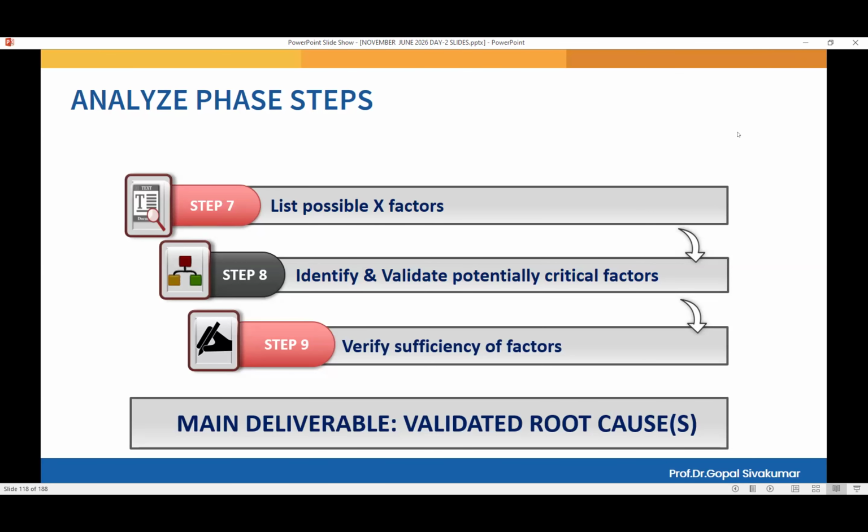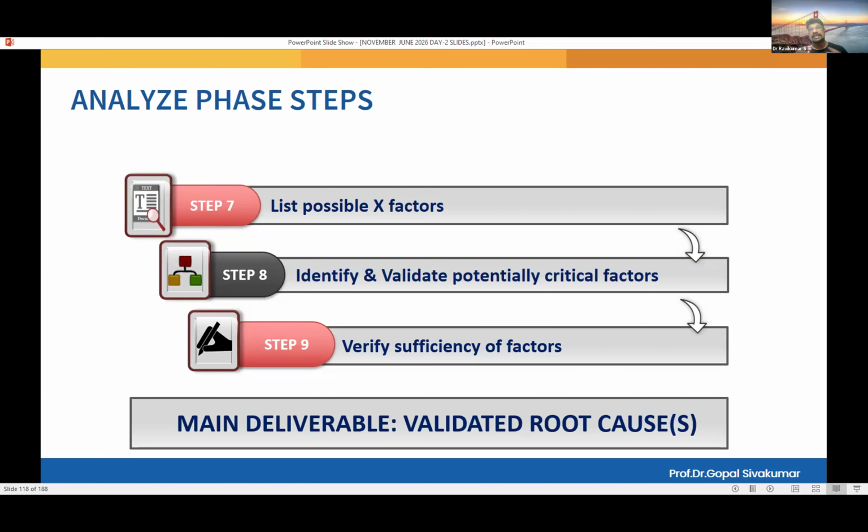Okay. So first one, listing the possible causes. For that you are using brainstorming, and you are going for the cause and effect diagram or fishbone diagram. The second step is we are trying to identify the potential causes. That is the one which has the ability to create similar problems. For that, you are using impact control matrix or cause and effect matrix.